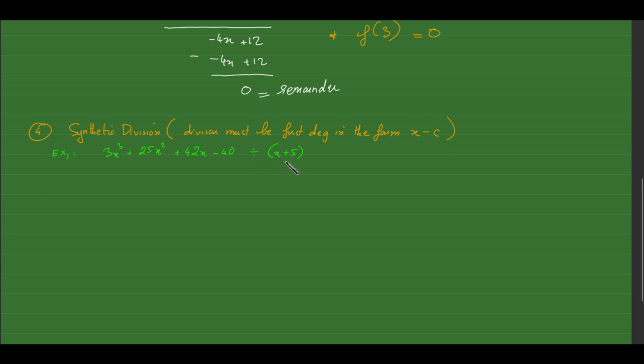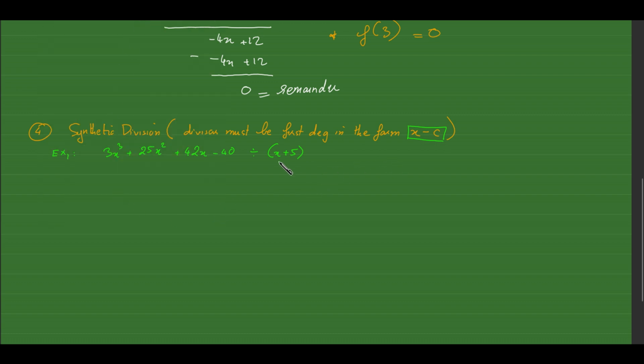You see that it's in the form over here. The c here is minus 5, so minus becomes plus. The divisor must be in this form in order to do synthetic division. If it's not in this form, then we cannot do synthetic division. You can do the long division we already learned in the first 3 examples, but you cannot do synthetic division. Long division is popular because it's powerful and works all the time, but for synthetic division you can only divide by x minus c.